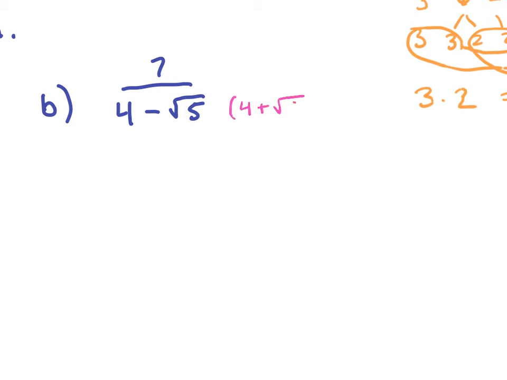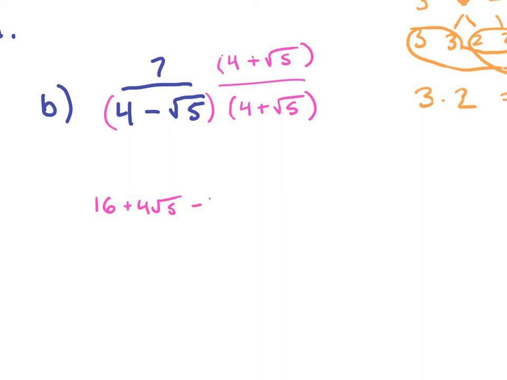Awesome. We multiply the top and the bottom by its conjugate. So we have 4 minus square root 5, so we're multiplying it by 4 plus square root 5. Do you guys want to work with the top first or the bottom first? The bottom. All right, so how do we multiply 4 minus square root 5 times 4 plus square root 5? FOIL. So 4 times 4 is 16. 4 times square root 5? 4 square root 5.